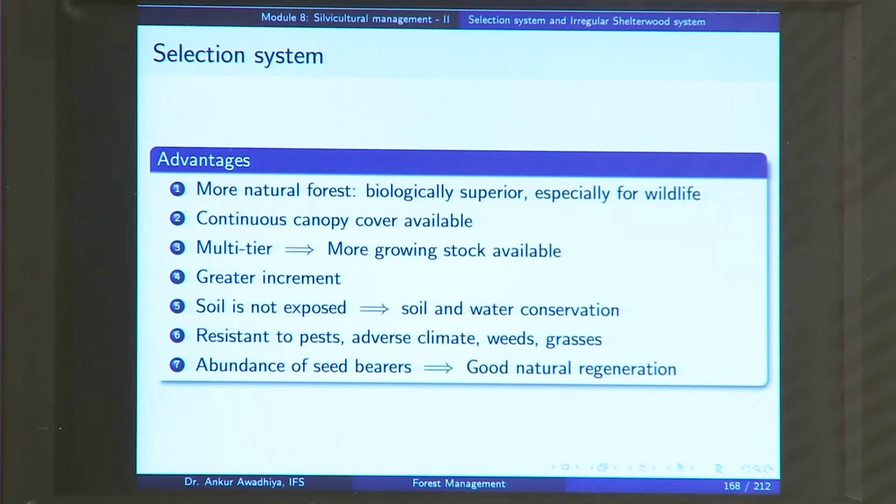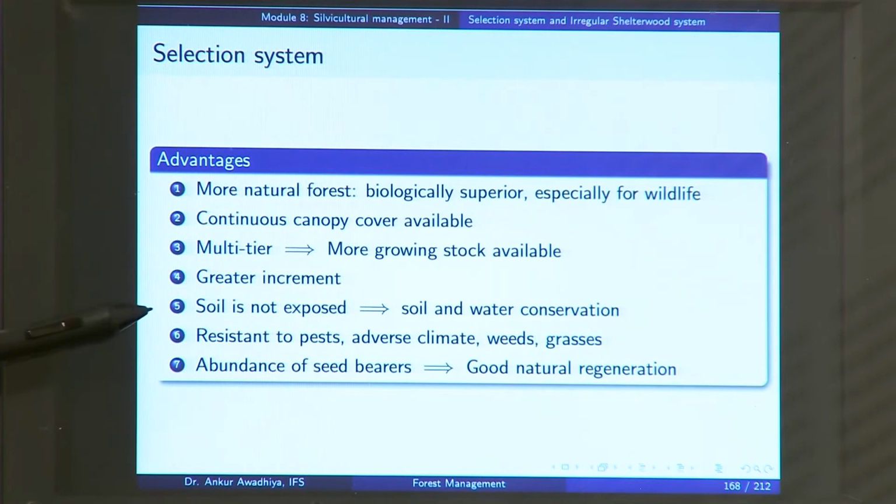available. At the same time, even if you consider a single species, because you are having trees at different heights, you have some young trees that are of a less height, you have some old trees that are of a greater height. So, all different tiers in a vertical structural arrangement of a forest are there, and so more growing stock becomes available. There is a greater increment that is put up by the plants. The soil is not exposed, so there is soil and water conservation.